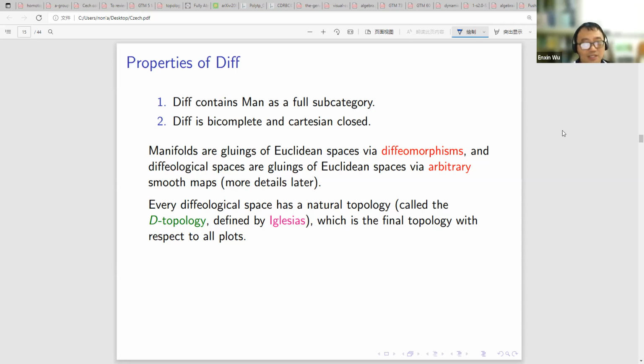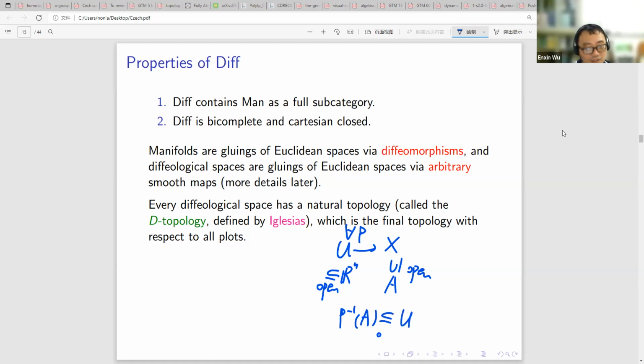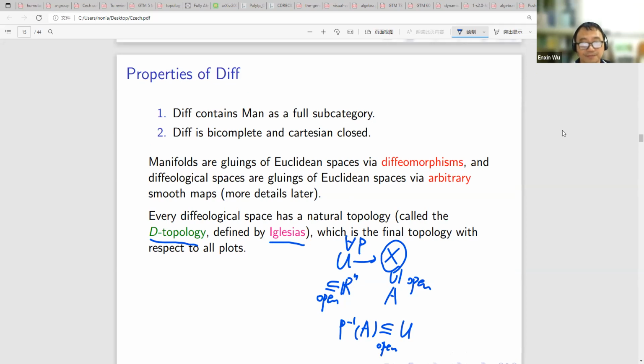What is it? A diffeological space is a set with some plots, but these plots are from open subsets in Euclidean space, so they automatically have the Euclidean topology. So I give the target the final topology with respect to all plots, in the sense that A in X is open if and only if for every plot P, the preimage P inverse of A is open in U. So this is how I define the topology on the diffeological space. This is called the D-topology. It was first introduced by Iglesias-Zemmour, in his PhD thesis, he was Souriau's student. Okay.